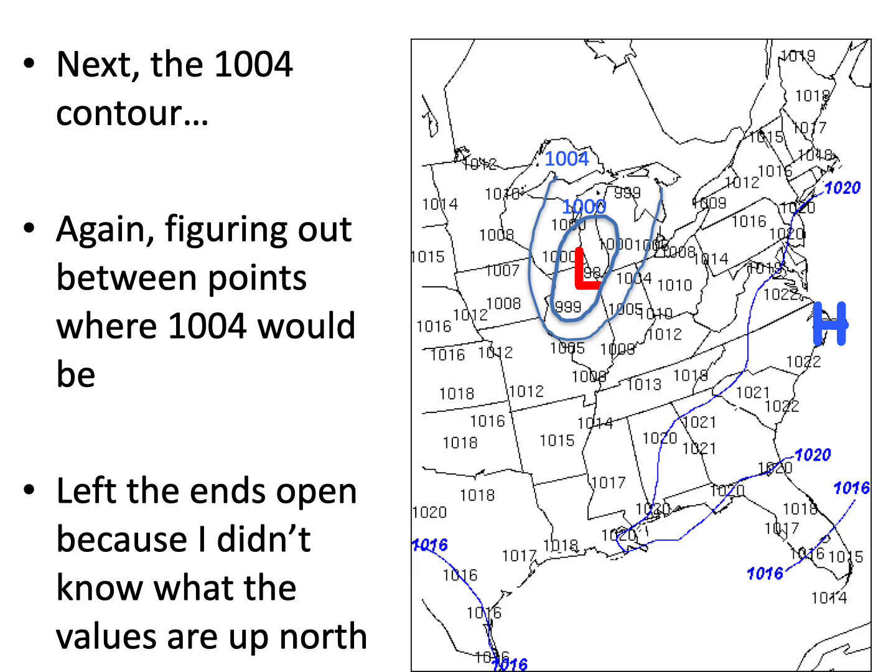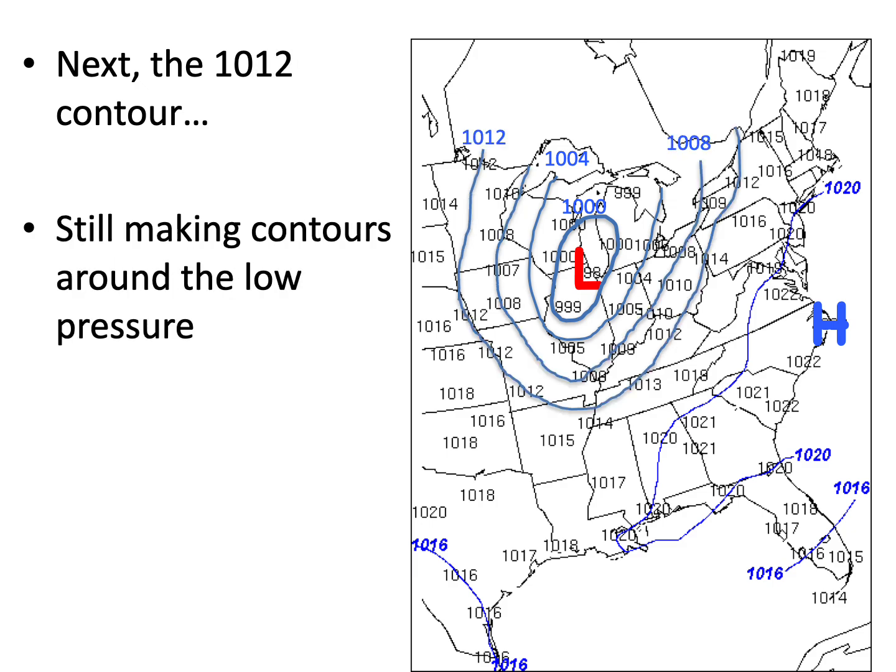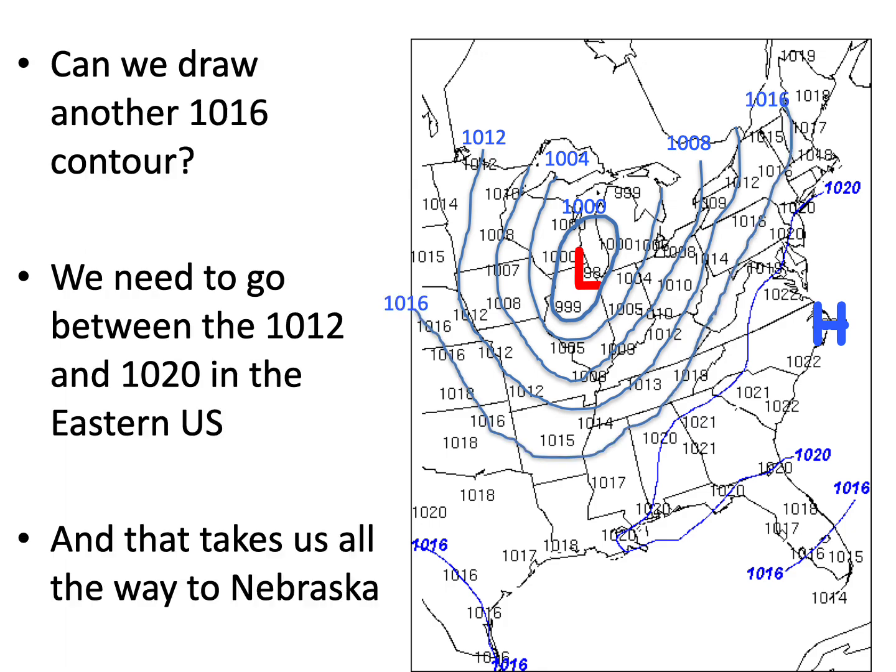So we got the 1,004 drawn. We do the 1,008 and the 1,012. And lastly, we draw 1,016, which extends all the way up from New England down even into southern Mississippi area and then back up into the plains. And that completes everything along with the other lines that we have. So that gives you a good sense of the pattern with the high and the low.